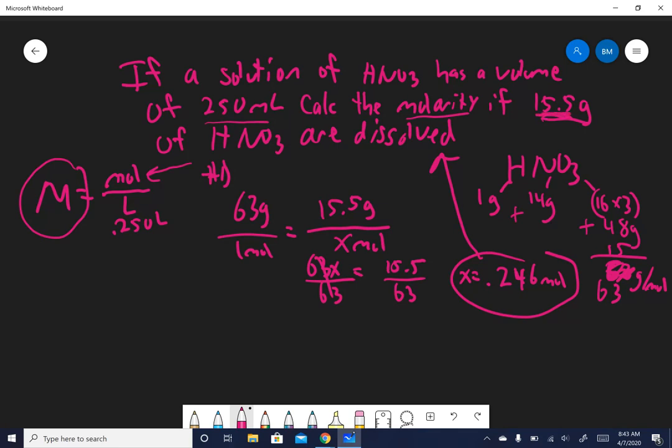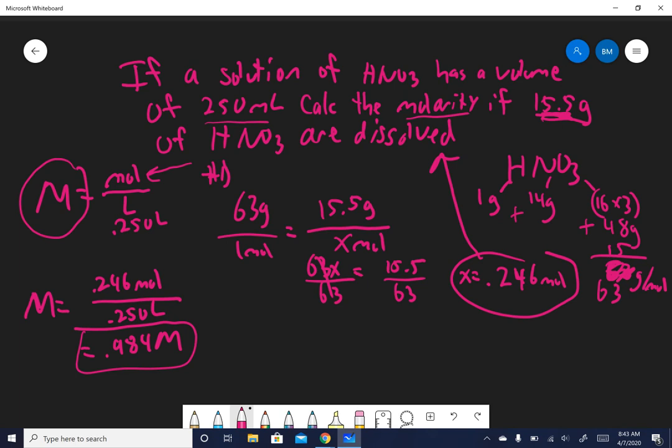Now I take my volume and my moles, plug it in the molarity formula to get molarity. So M equals 0.246 moles over 0.250 liters. 0.246 divided by 0.250, I get 0.984 capital M, or moles per liter.